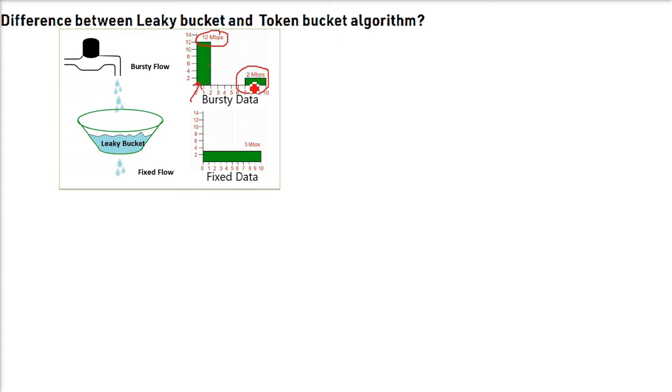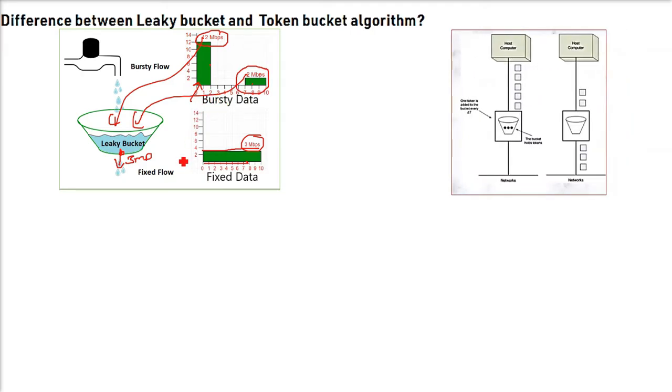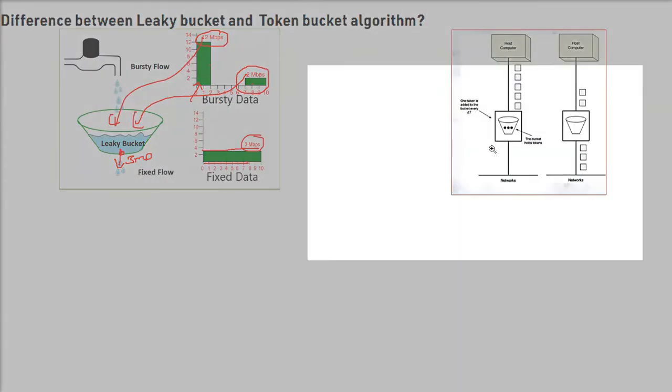Now you see, as compared to 2 Mbps, 12 Mbps is bursty data. The speed or the data content has increased. But a leaky bucket has a simple leak. So whatever you put inside, 2 Mbps, 12 Mbps, only 3 Mbps will come out. That is, the data flow out of this leaky bucket will always remain constant at 3 Mbps. I hope you got the idea. So it is there to handle bursty data.